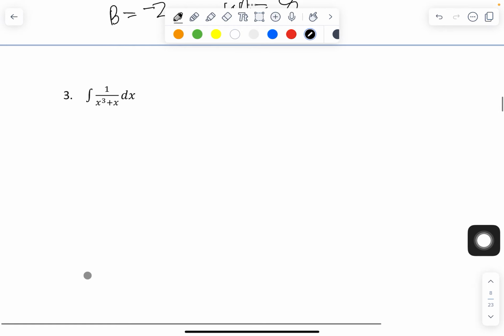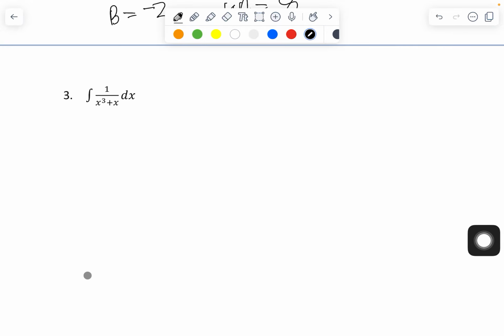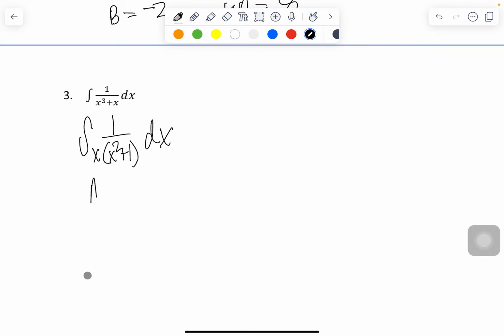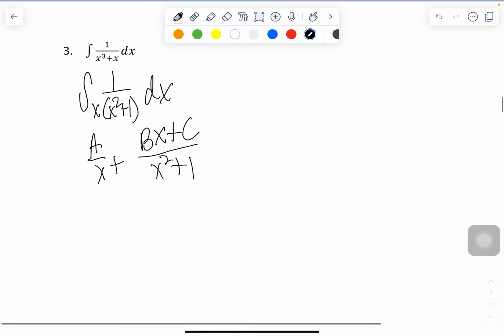So let's work on our next question, or number 3. So we can rewrite this as 1 over x times x squared plus 1. So we can see that we finally have our first quadratic factor. So we'd have a over x plus bx plus c now because of our quadratic factor over x squared plus 1.